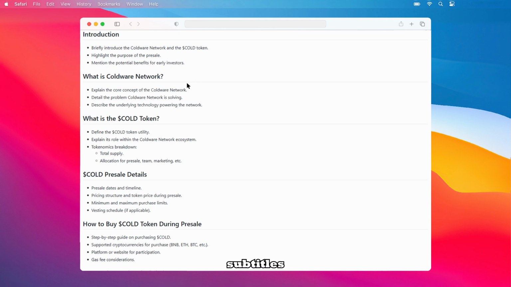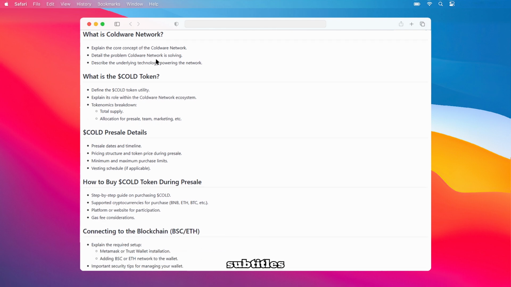Coldware Network is a project aiming to do something specific, and to understand it, we need to delve into its core concept. Basically, it's all about addressing a particular problem within the crypto space, and they're tackling it with some interesting underlying technology. The fundamental concept revolves around / insert explanation of core concept from actual video here. The problem that Coldware Network is designed to solve is / insert detailed problem description here. And finally, the underlying technology that makes all of this possible is / insert description of the technology powering the network here.